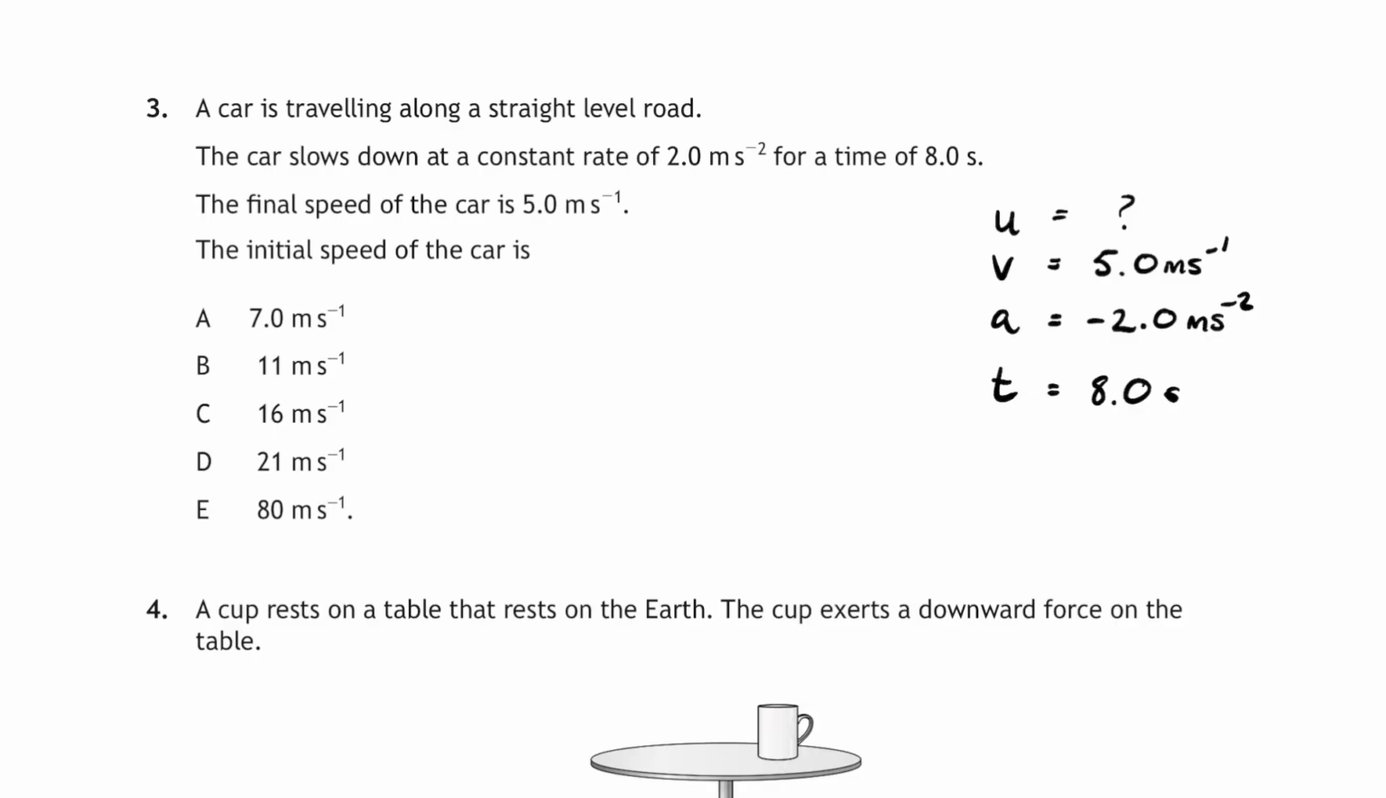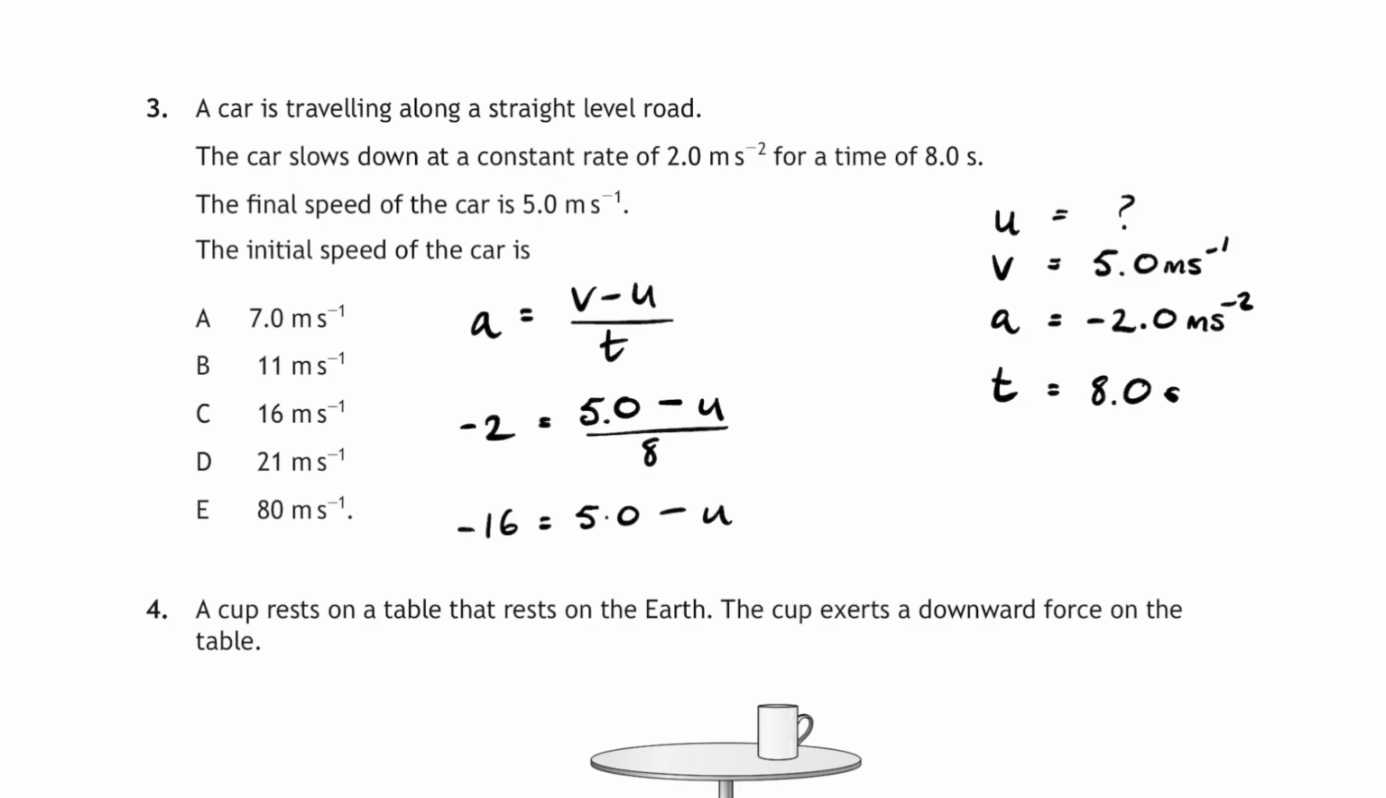And then we go to our relationship sheet and select an appropriate relationship for this calculation. It's going to be a equals v minus u over t. It's u that we are looking for, so let's sub everything in first. So a was minus 2, so it's going to be minus 2 is equal to 5 minus u over 8 seconds. Then we multiply both sides by 8. We'll get minus 16 equals 5 minus u.